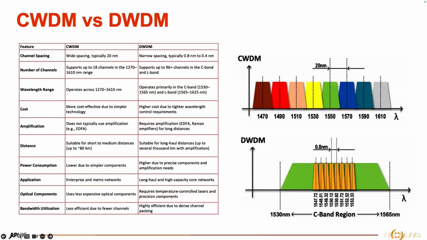As you can see, CWDM supports 18 channels in the 1270 to 1610 nanometer range. This is a wide range of wavelengths, where you have the C band as well. But DWDM only works in the C band and L band. It doesn't work in any other band. I hope that answers your question. Thank you.